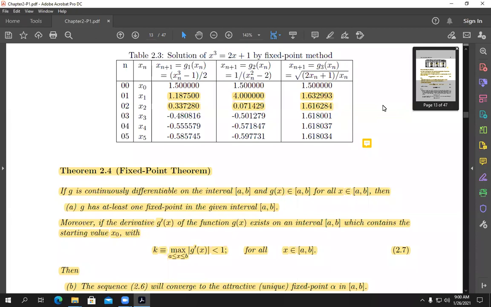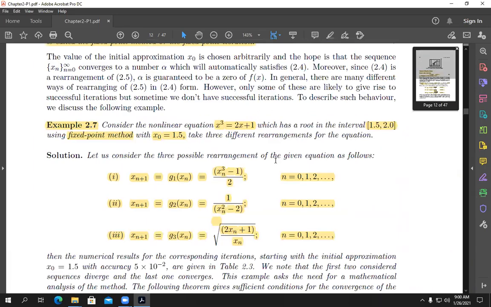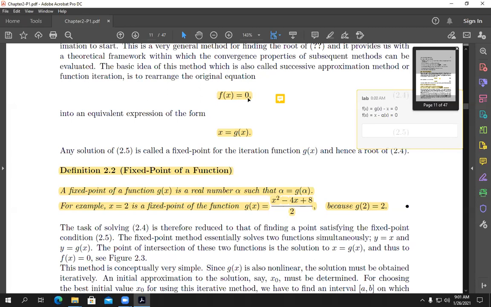It is not the best in the sense that it converges fast, but it is very helpful for other methods also. It is called the fixed point method. And I told you, in the fixed point method, we are given f of x equal to 0, and we have to convert this f of x either into this form g of x minus x or x minus g of x, same thing, right?